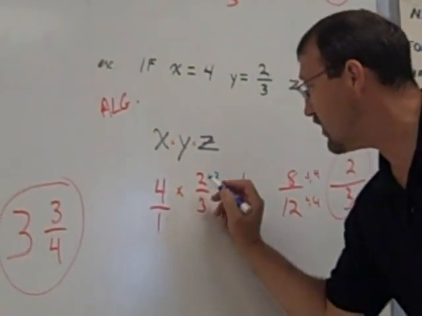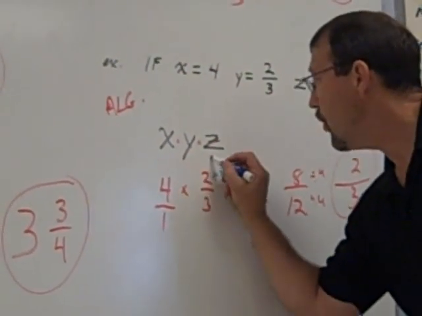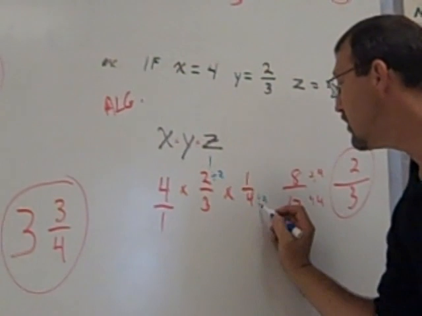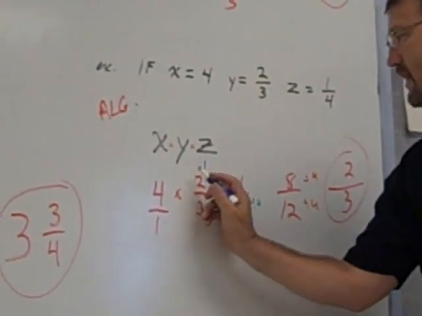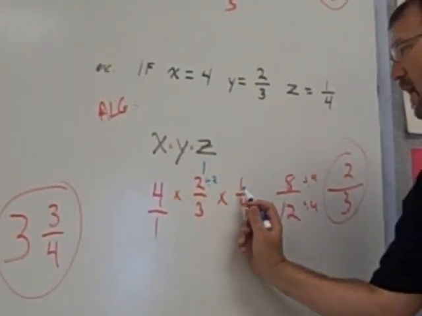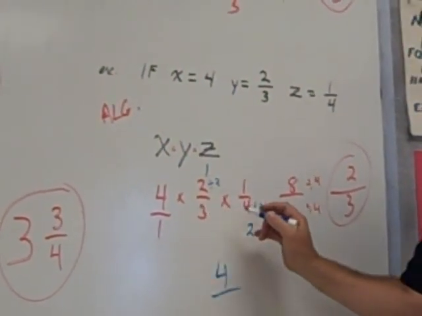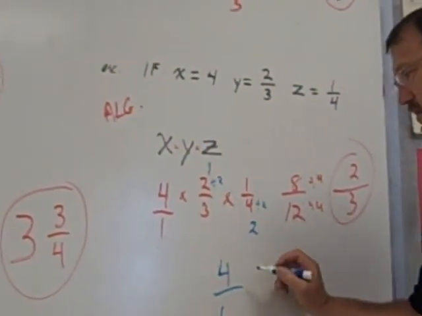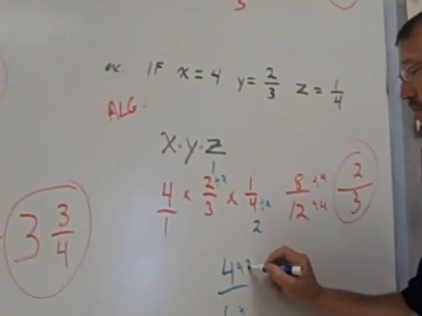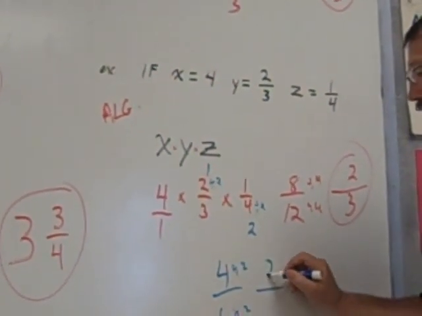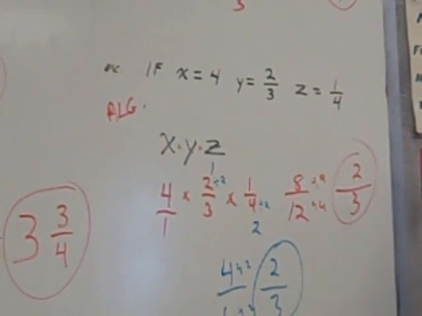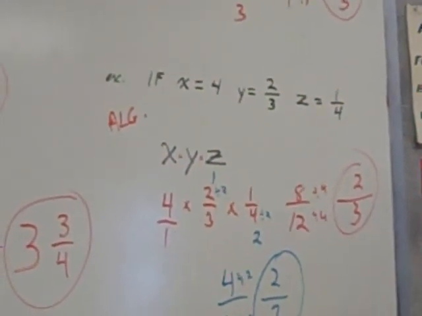So, what's 2 divided by 2? 1. What's 4 divided by 2? 2. Okay? 4 times 1, 4. 1 times 3, 3, times 2, 6. Divide by 2. What do you get? 2/3. Voila.